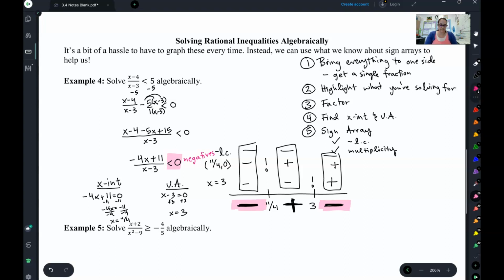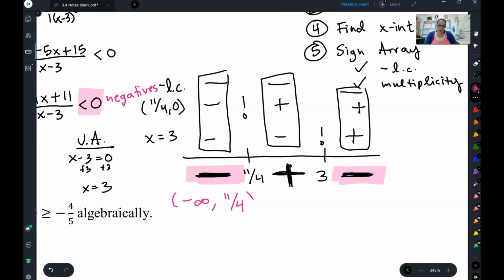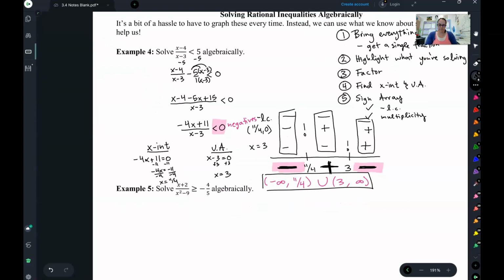Those are those ones. So if I want to write this as an interval, I've got negative infinity up to 11/4. I'm going to do a parenthesis on that because it is not equal to. And then union from 3 up to infinity is this section. Parenthesis because it is not equal to. And that is my answer.